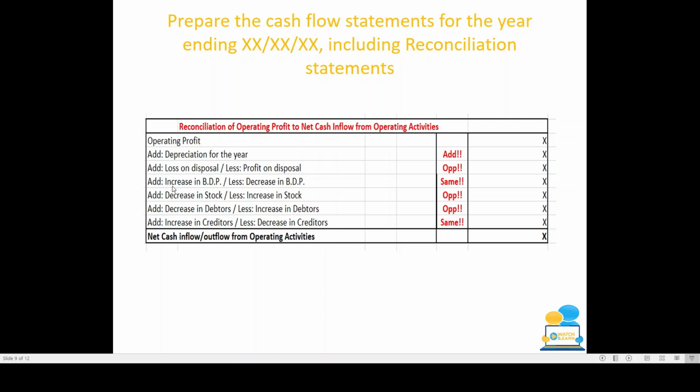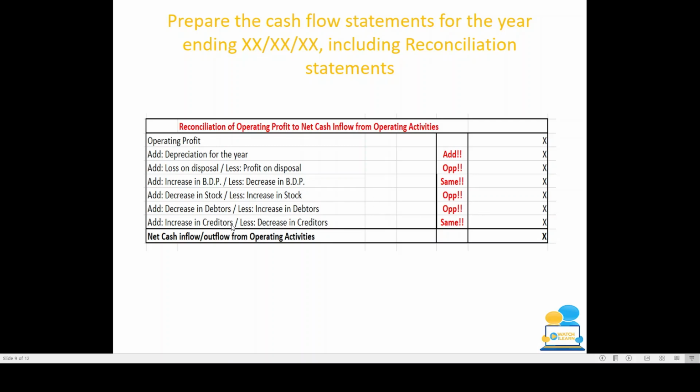A decrease in stock means you sold more stock during the period, so that would be the opposite. You'd add it on because you'd have more cash. Debtors are people that owe us money. If there's a decrease in debtors, it means more people have paid us, so our cash would go up. So that's why it's the opposite. It would be a plus figure.